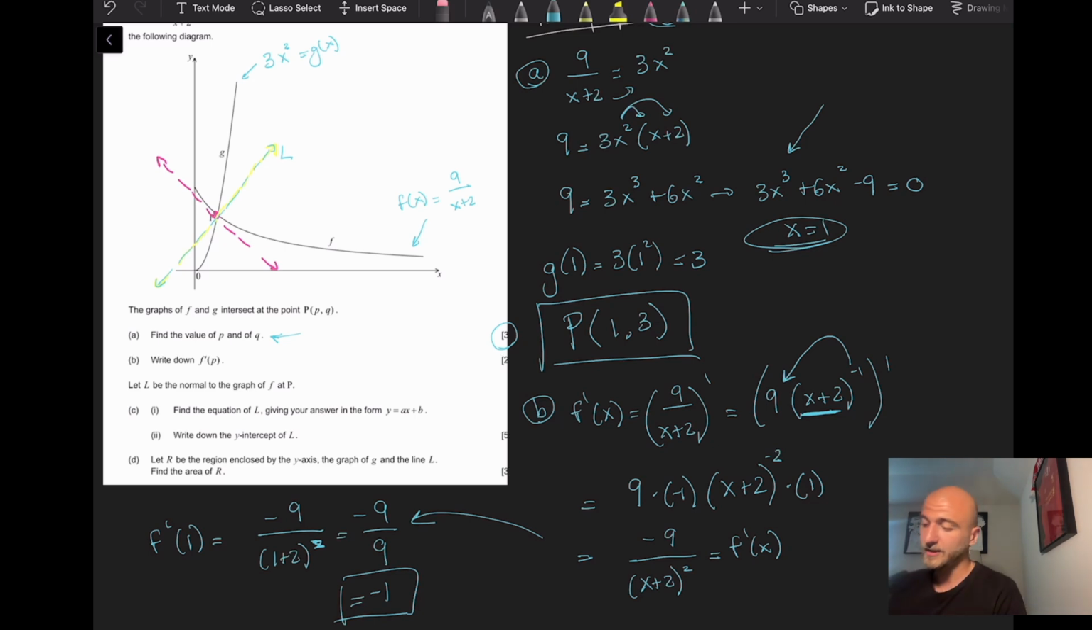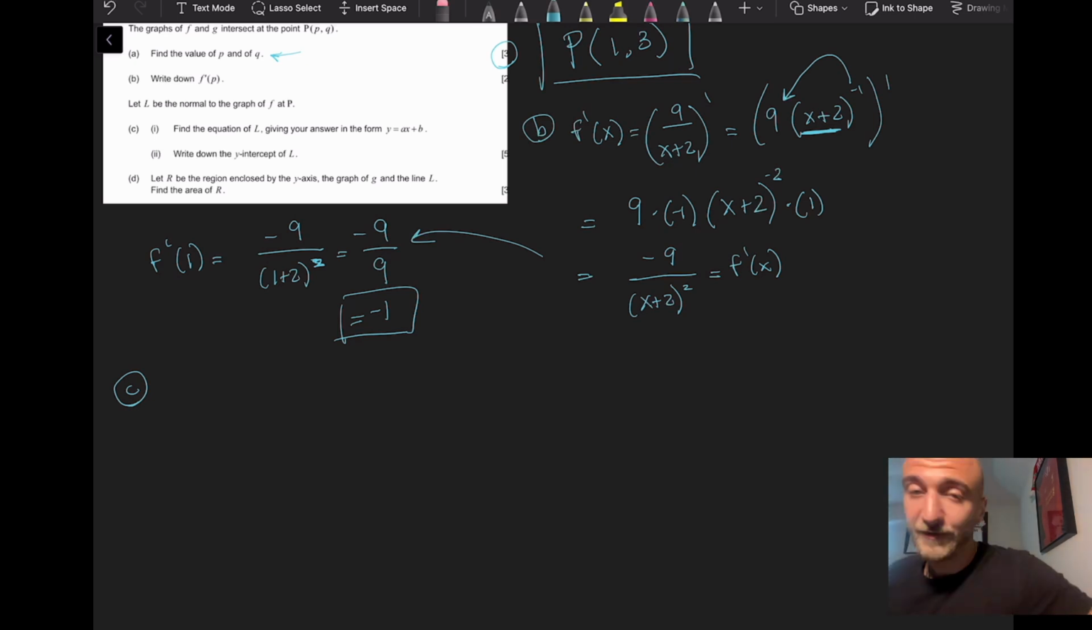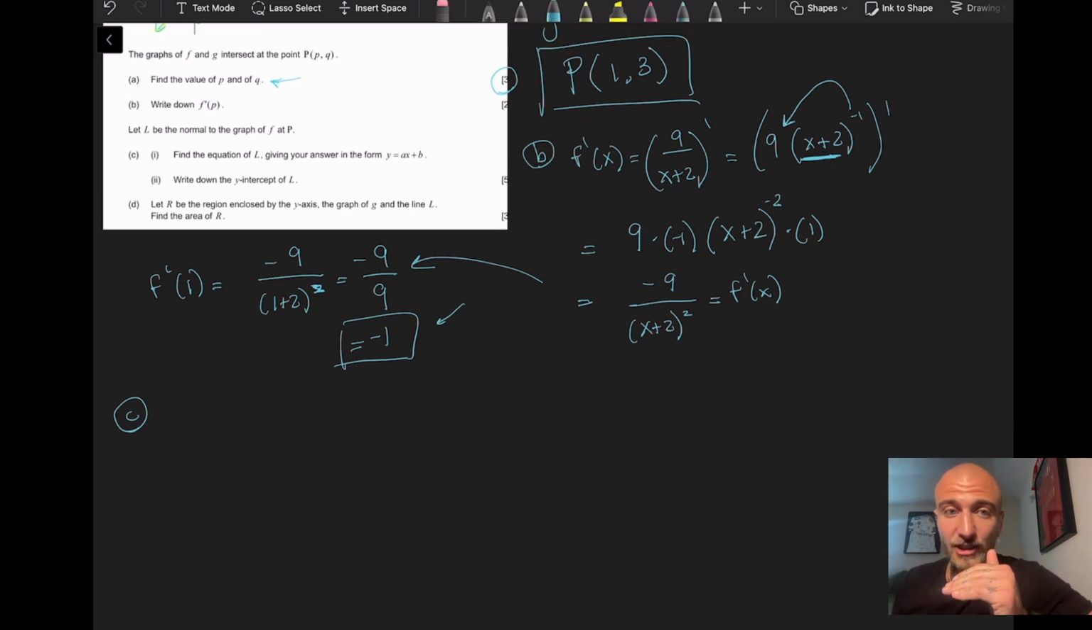Find the equation of L, giving your answer in the form y equals ax plus b. Well, first we need to figure out what the slope is for that line. To figure that out, we can use what we learned in the earlier part. We already know that the slope of the tangent line is -1, which means that the slope of the normal line is the negative reciprocal of that. So we can call this the slope m of the tangent, which means the slope of the normal is the negative reciprocal of that number, which is -1 over -1. That's how we would calculate the reciprocal.